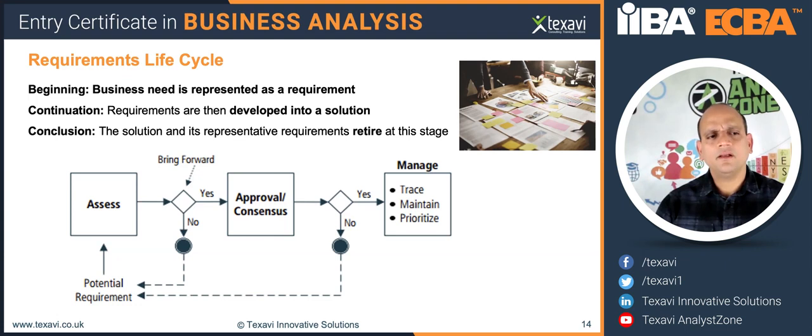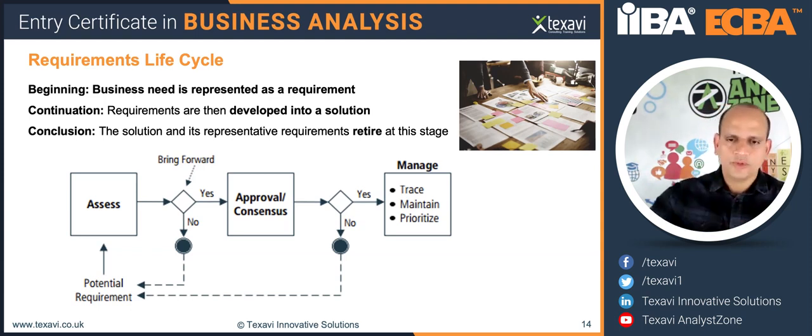So that's the typical way that we look at products. But then obviously that doesn't mean everything has got to go through that stage. But essentially, even the requirements go through those kind of life cycles.